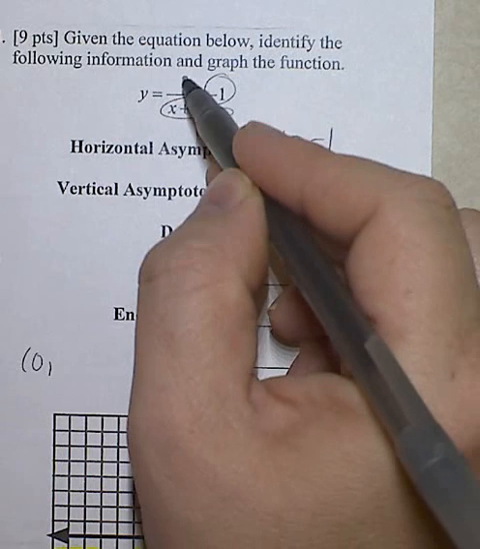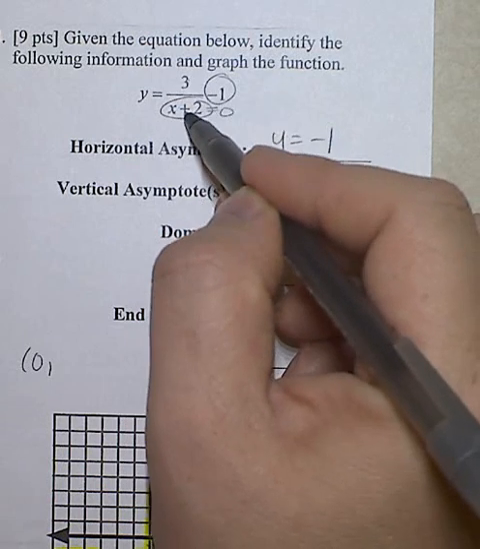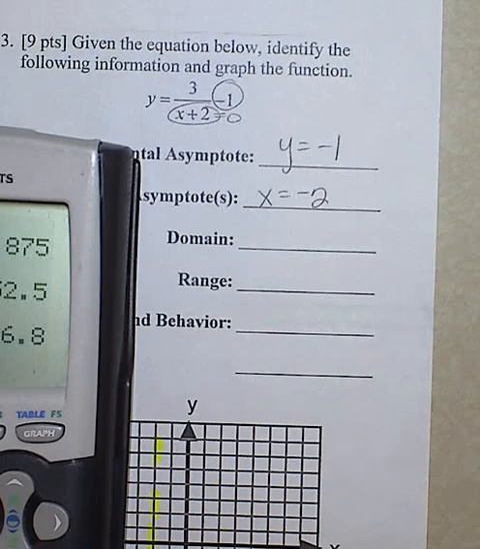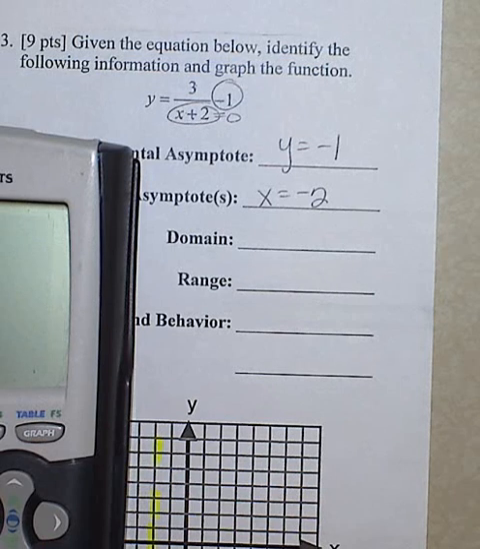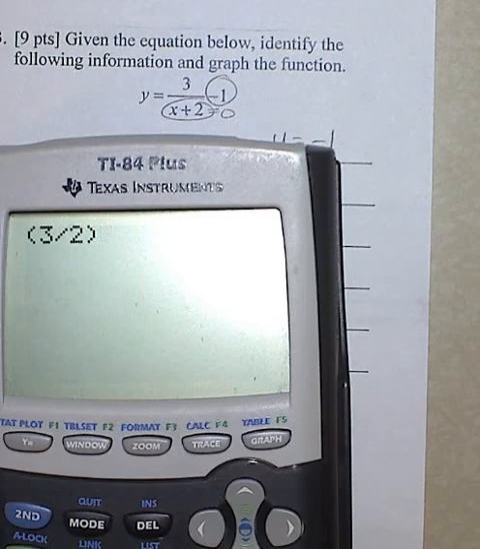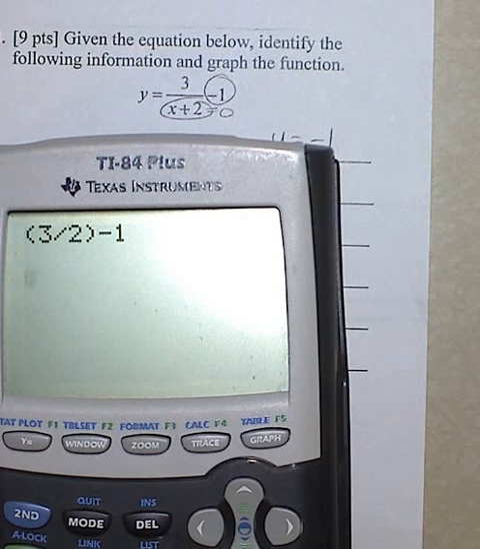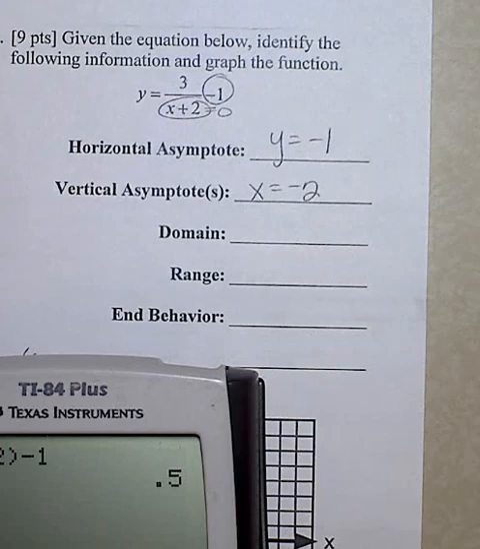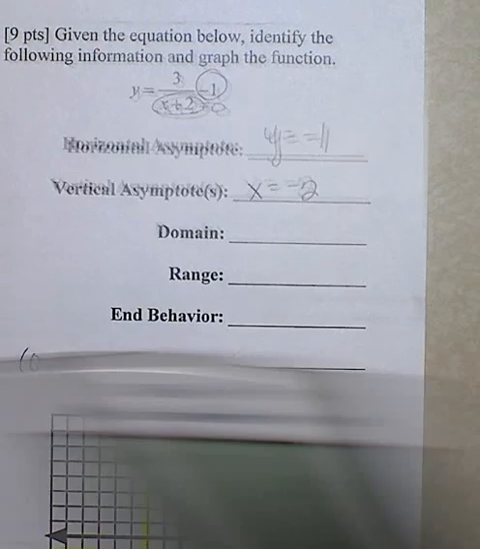So I'm going to plug into my calculator 3 over 2, subtract 1. This will tell me the y value that corresponds to x equals 0. So x equals 0 corresponds to 0.5.